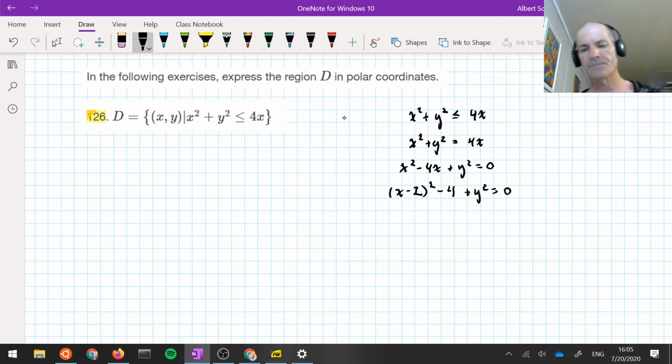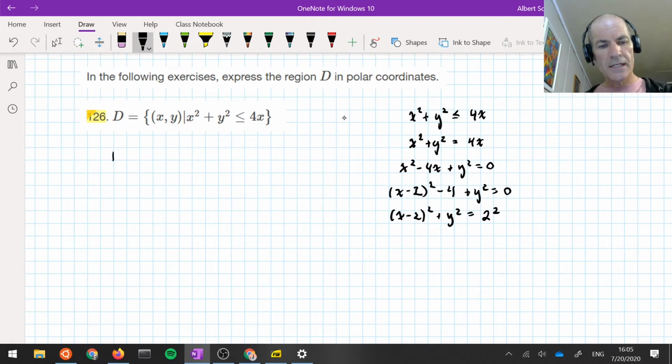Like that. Move the 4 back over to the right-hand side. And what we see is a circle centered at (2, 0) of radius 2. So that's just a brief review. It's actually not super important in this particular case.